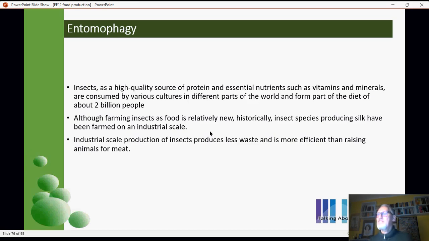As far as insects are concerned, of course, on an industrial scale, we've had silk farming for a long time, farming silk insects for producing silk. But maybe the idea of farming insects for food is a little bit more recent.